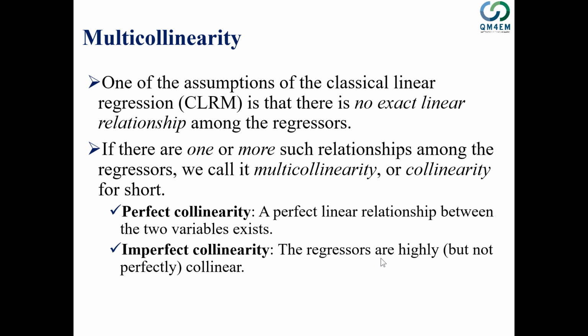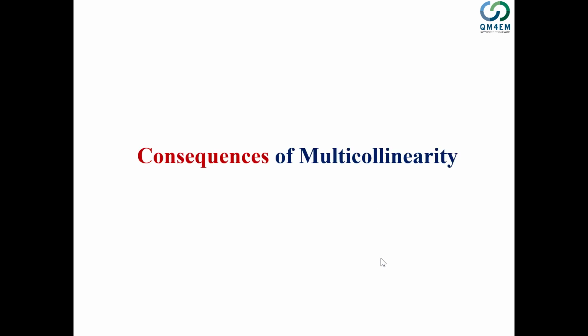The reason for that is when there is a case of perfect collinearity, the OLS method breaks down. You are not able to estimate a regression model if there is a case of perfect collinearity. And if there is a case of imperfect collinearity, you are able to estimate the model, but it has consequences. So let me show you the consequences of multicollinearity. That will explain more the argument I have just placed.